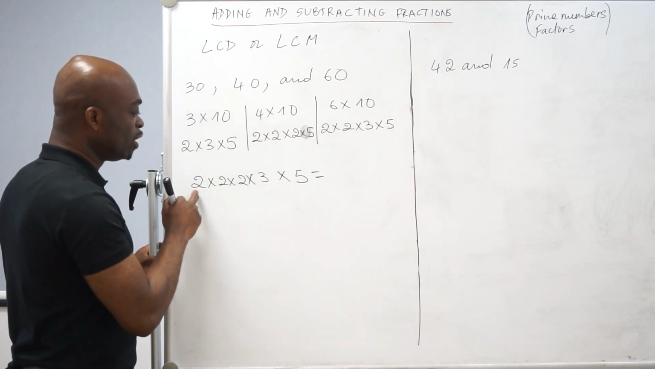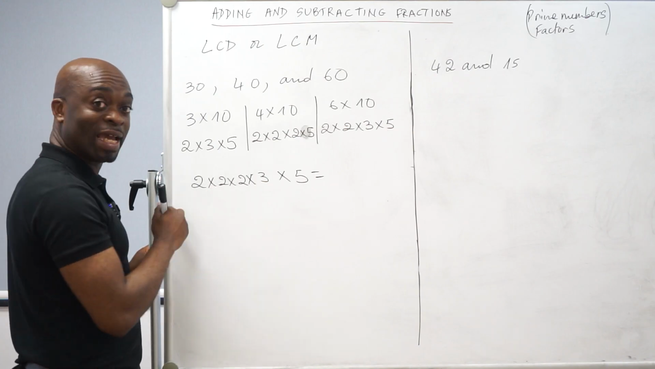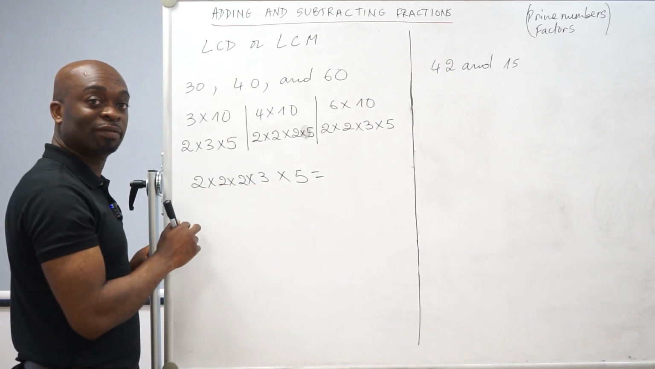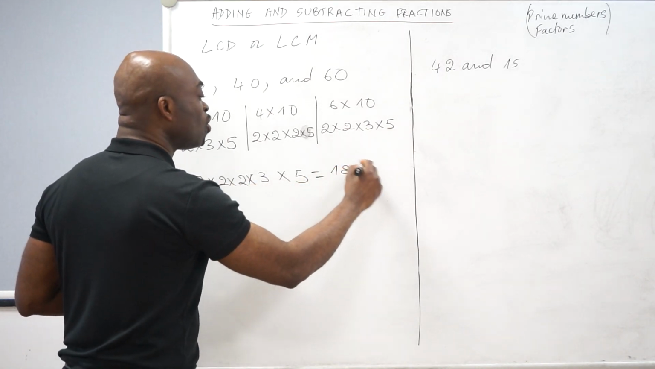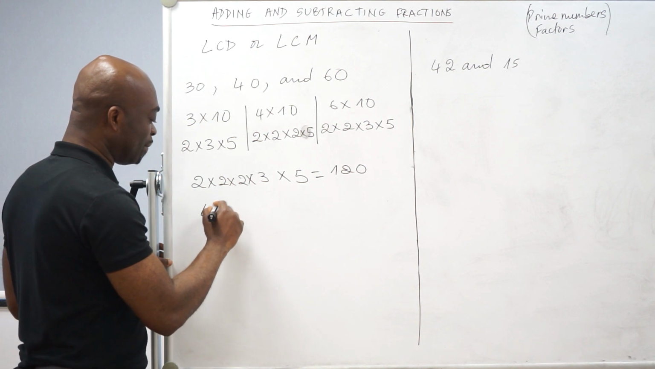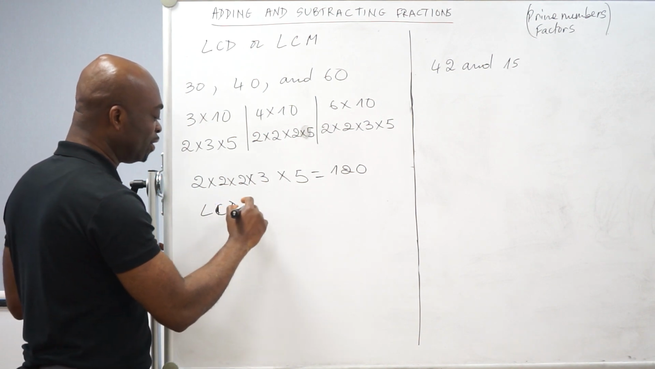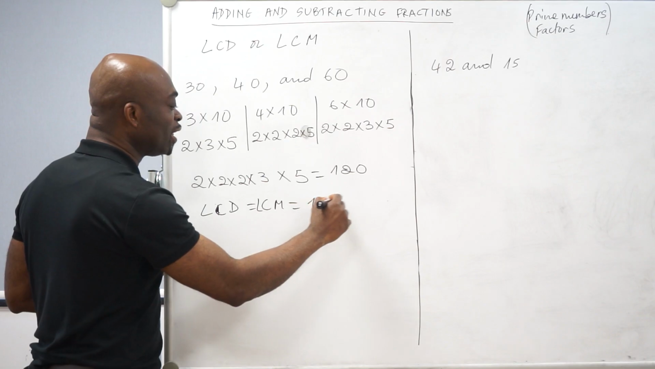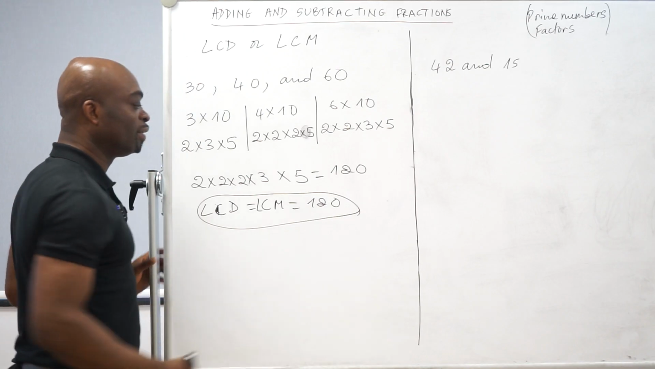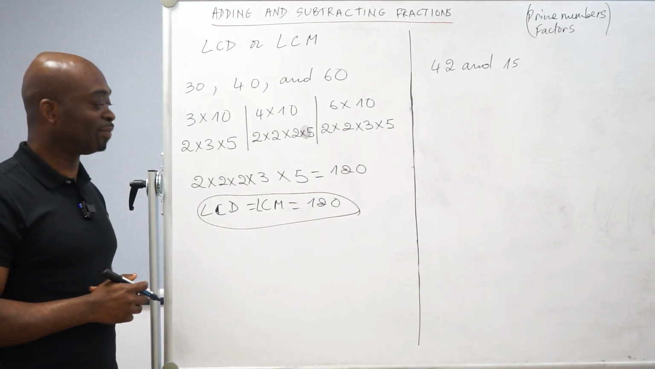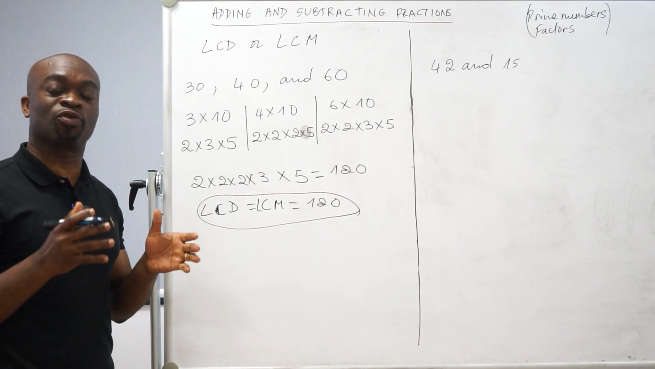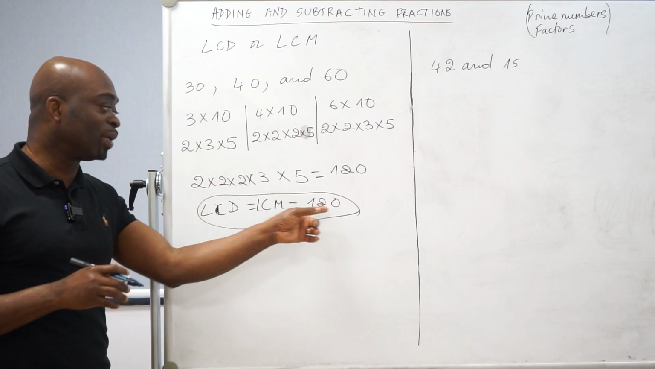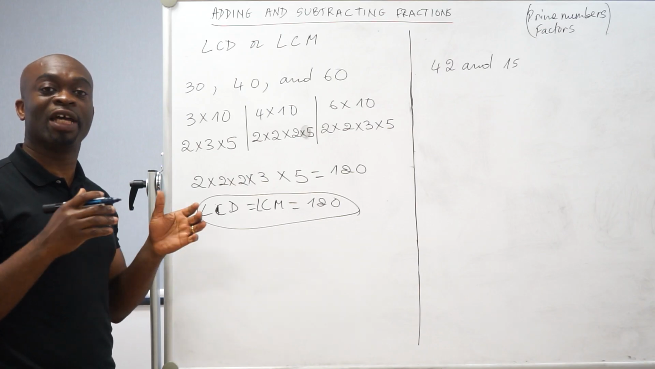So that will give us what? 2 by 2 by 2 is 8. 8 times 5 is 40. 40 times 3 is 120. So 120 is your lowest common denominator, which is just the same thing as your lowest common multiple, which is 120. So you see how we get these numbers here? Okay? So if we were to add or subtract fractions with denominators like these, the lowest common denominator would be 120.